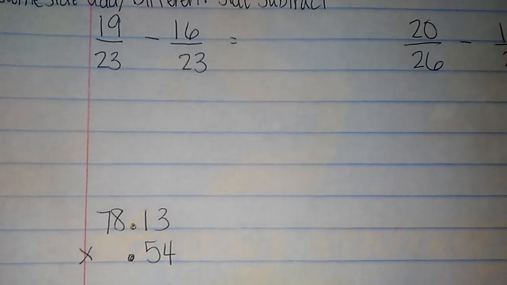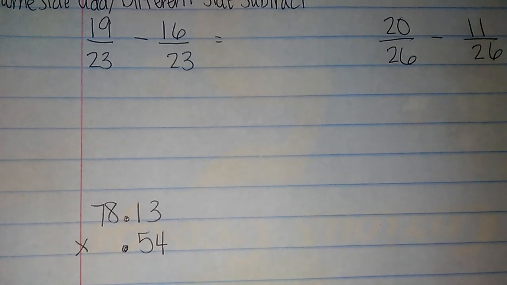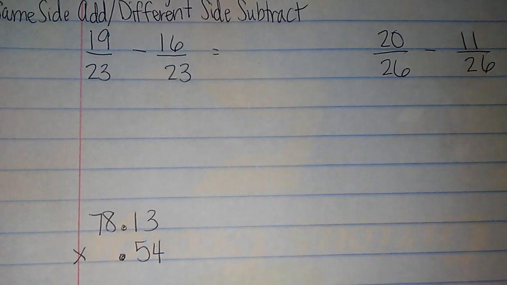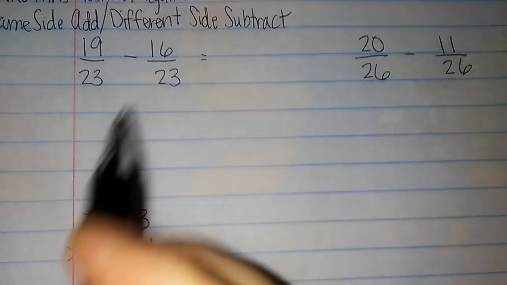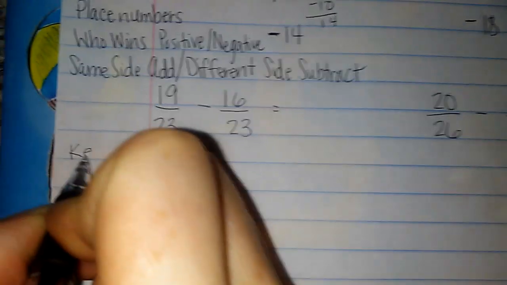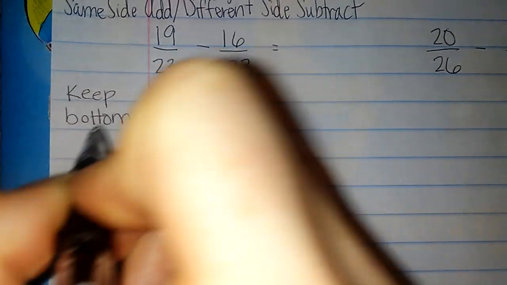Okay, let's look at our next problem here. I know the steps are above there. I'm trying not to get you confused, but we have 19 23rds take away 16 23rds. So remember when we have these types of problems, we have the bottom numbers the same. Keep bottoms the same.